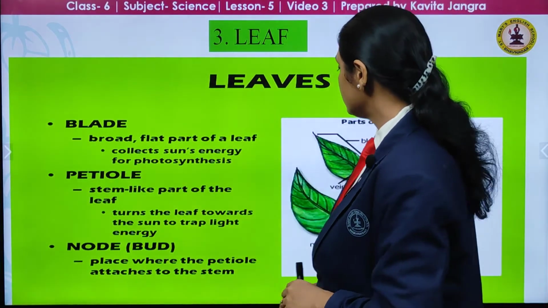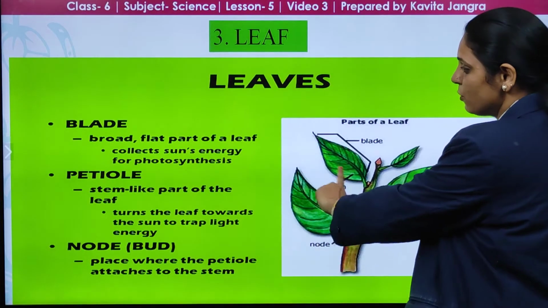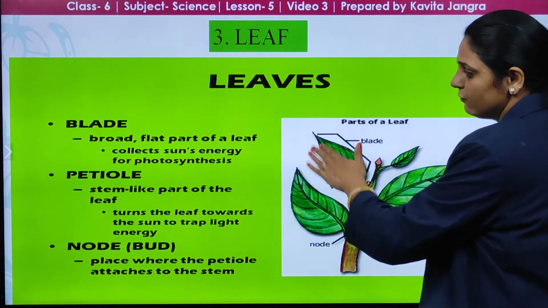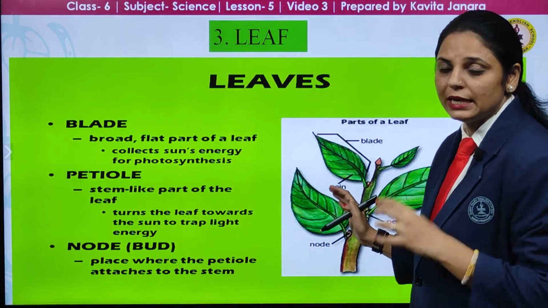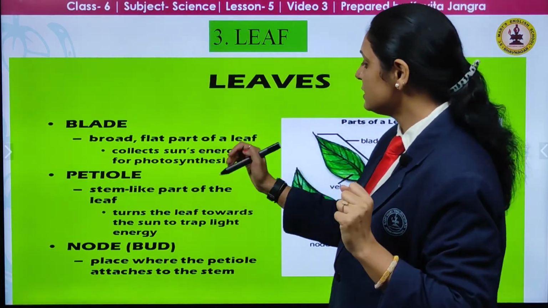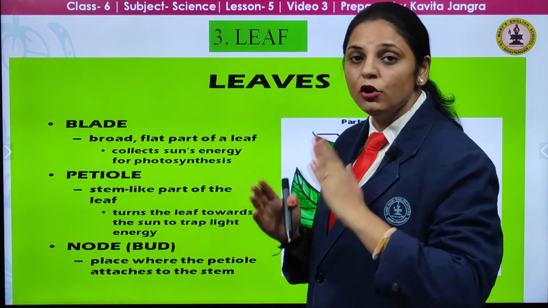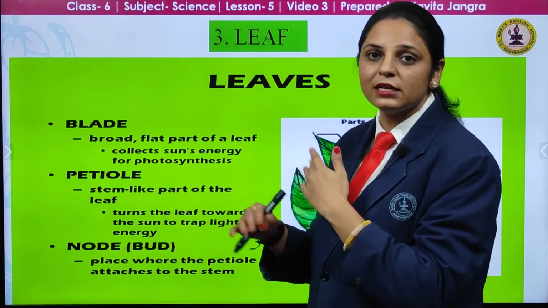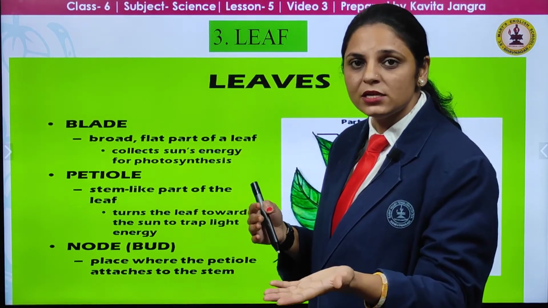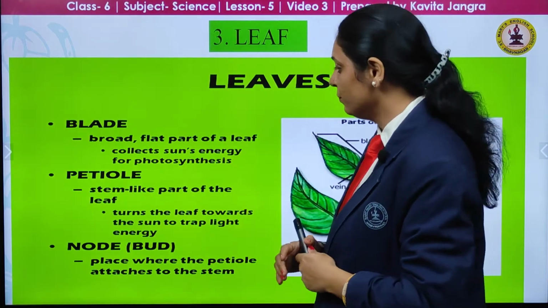The blade, you can see, is the broad, flat part of the leaf. What is its function? It collects the sunlight, the sun's energy, for which process? Yes, exactly, photosynthesis. Photo means light, synthesis means making. By using the light energy, they make their food on their own.